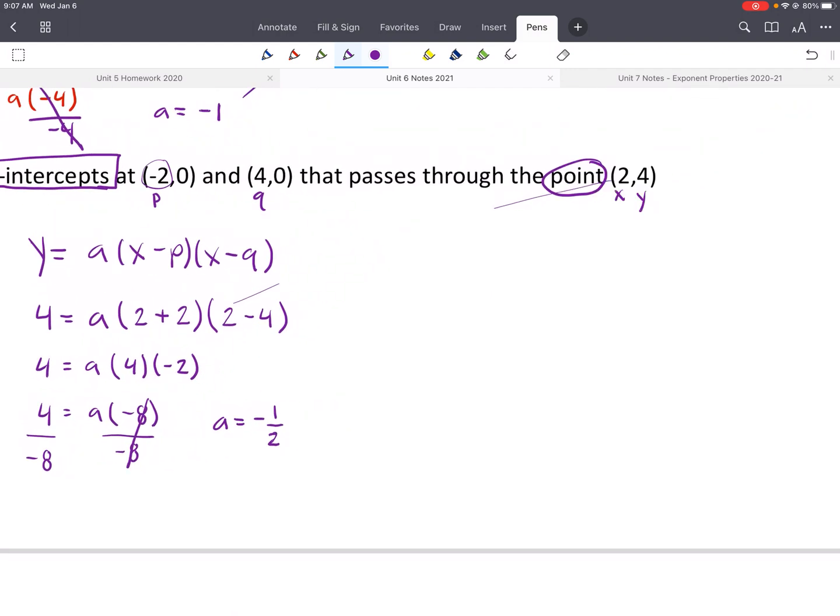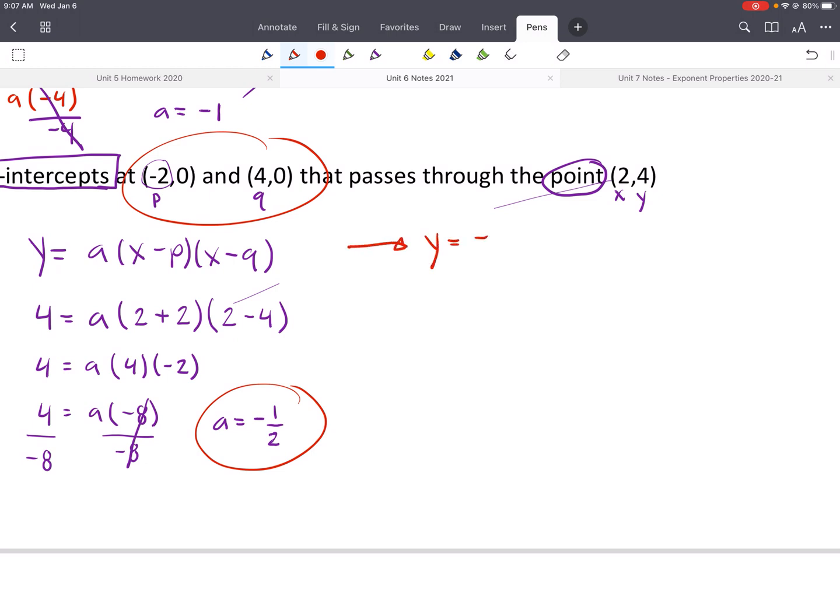And then our final thing that we need to do is plug in our a value and plug in our p and q, and we're good. So here we have y equals a, it's negative 1/2. We'll do x minus p, well that's the plus 2, so it's the same thing we did here. And then x minus q, that's minus 4. And again, that's just that same thing there. So if you want to just bring that from there, you're welcome to do that. And you're set to go.